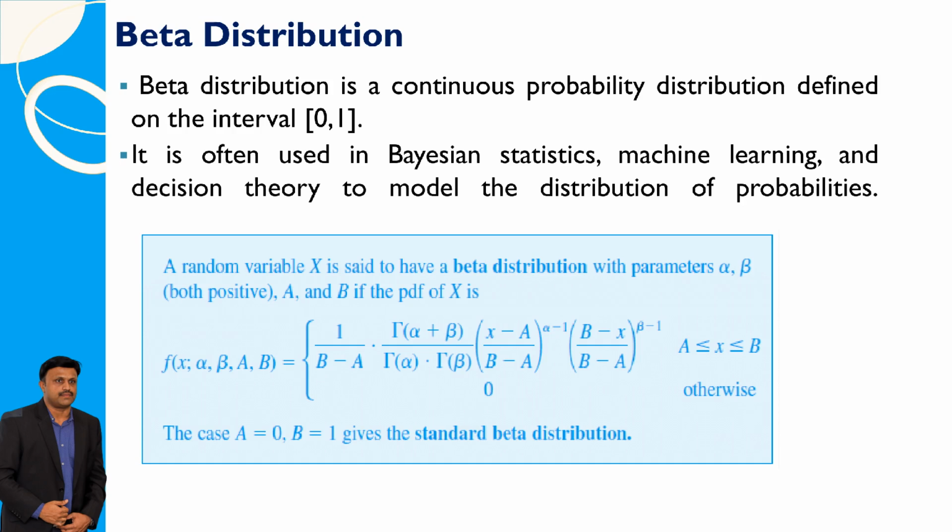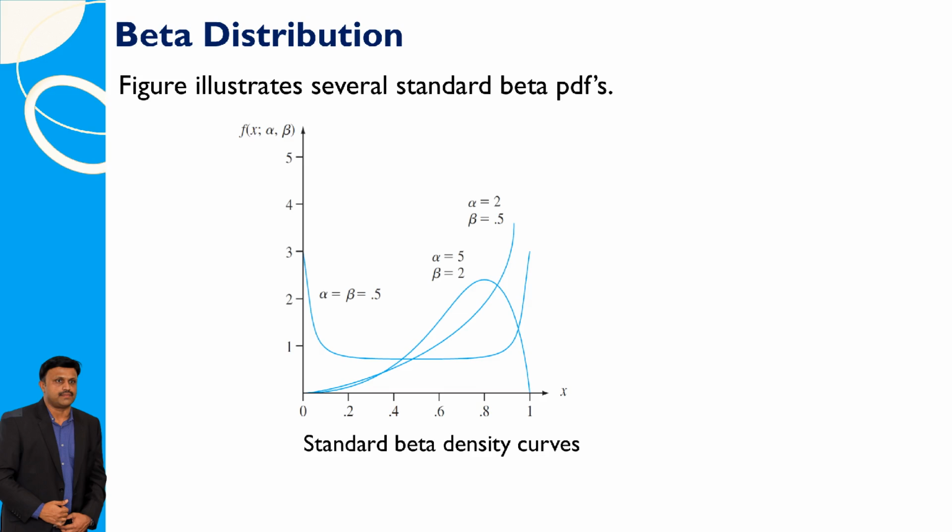Beta distribution is a continuous probability distribution defined on the interval 0, 1, and is frequently utilized in Bayesian statistics, machine learning, and decision theory to model the distribution of probabilities. Figure illustrates several standard beta probability density functions, PDFs, showcasing various standard beta density curves.